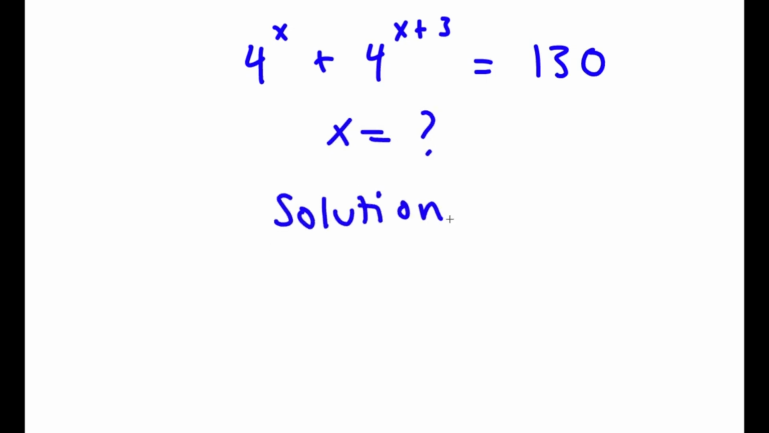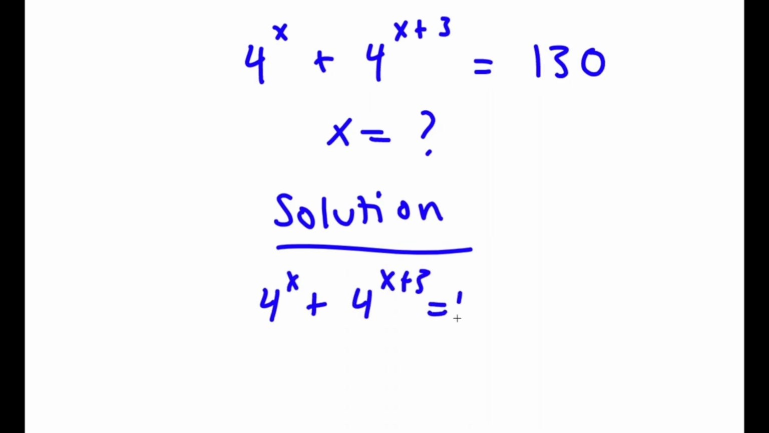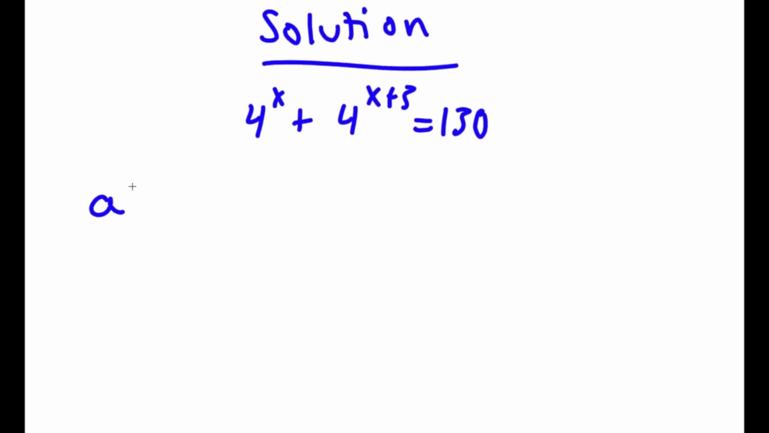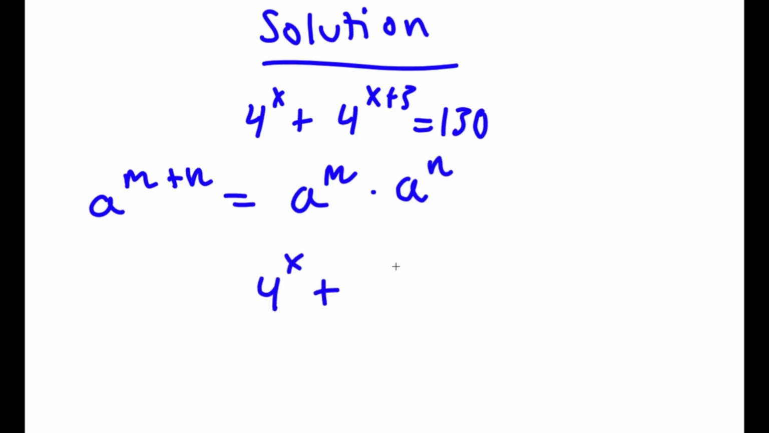So for my solution here, first start with 4 to the power of x plus 4 to the power of x plus 3 is equal to 1/3. Now, if I have something in the form a to the power of m plus n, this is equal to a to the power of m times a to the power of n. So 4 to the power of x plus 3, we can rewrite as 4 to the power of x times 4 to the power of 3. Now this is equal to 1/3.